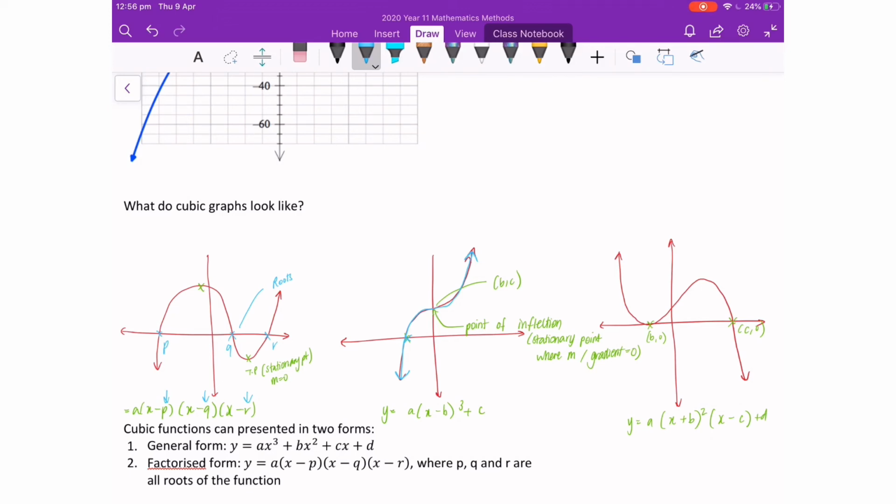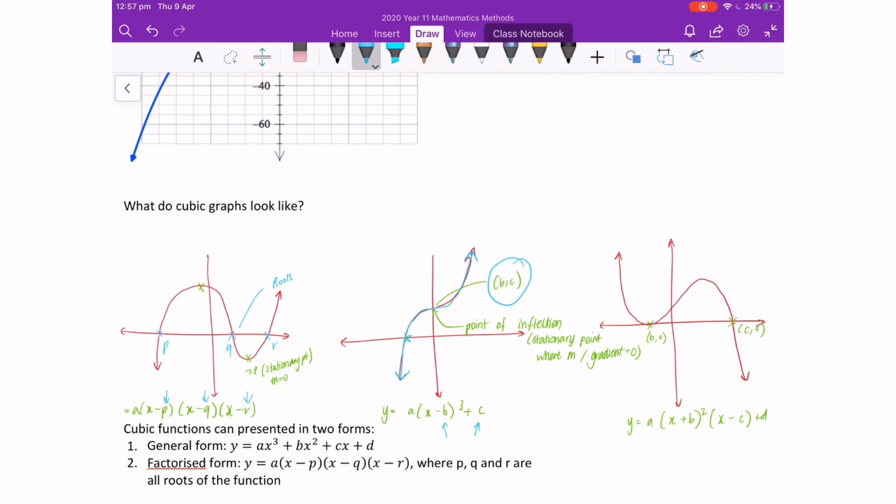Now, this is our point of inflection form, where B and C are the coordinates for your point of inflection. So you're using those and substituting those in. Then you will substitute another point to find your A, or your scale factor, because similar to quadratics, they can vary in how much they spread out, or how wide or narrow they are.